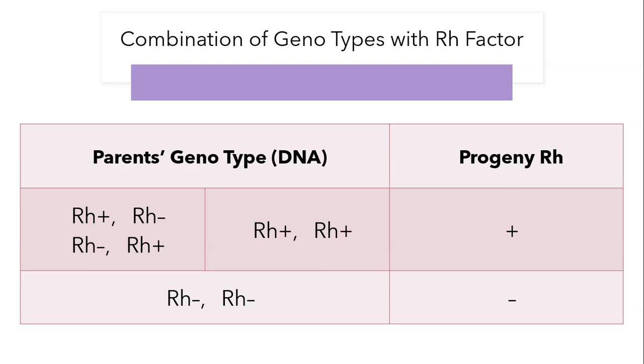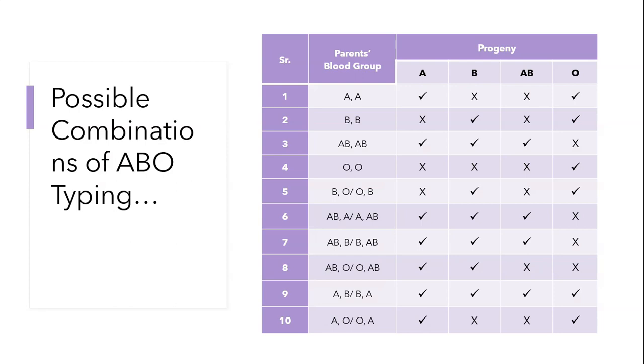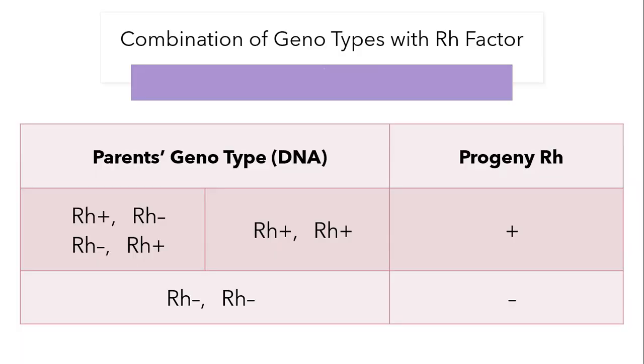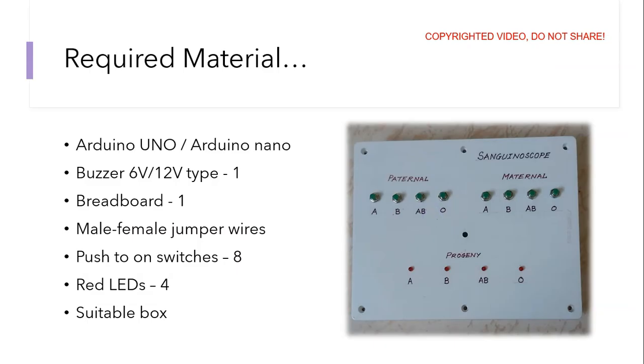Particularly in this code we are not using the genotypes of parents. We are going to understand and write the code according to the ABO typing as shown in this chart. This chart is also included in the download folder of this project, which you can download from our website. Later on I will tell you about that. So let us go to the next part.